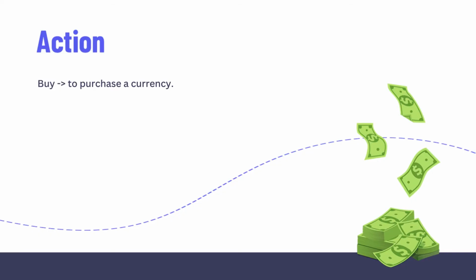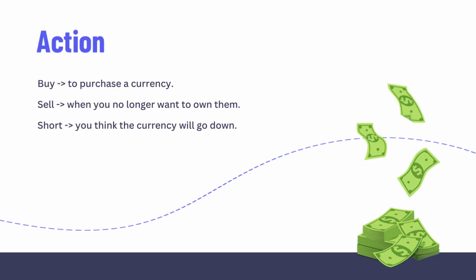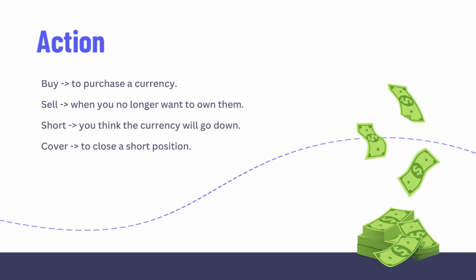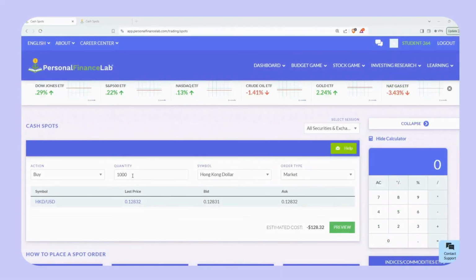Select Buy to purchase a currency and Sell when you no longer want to own them. Select Short if you think the currency will go down, and Cover to close your short position. Enter the quantity you would like to invest.